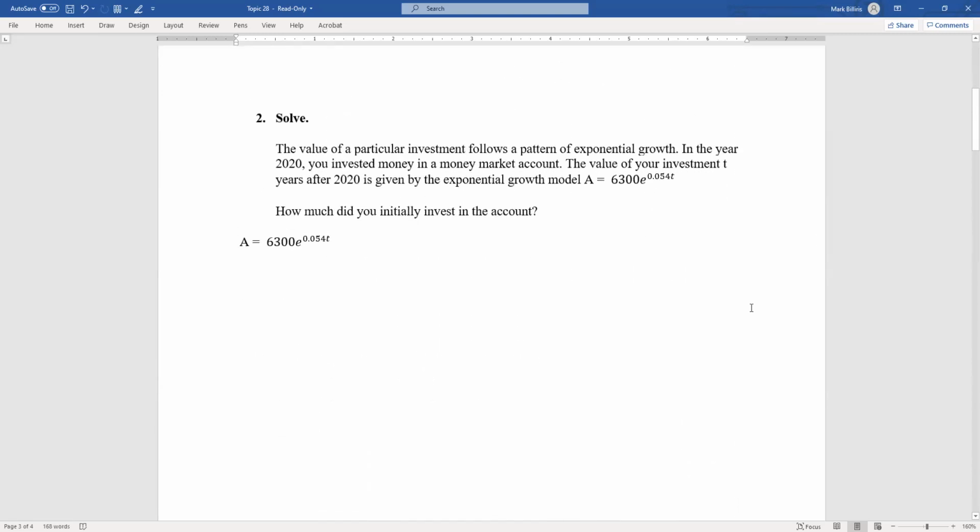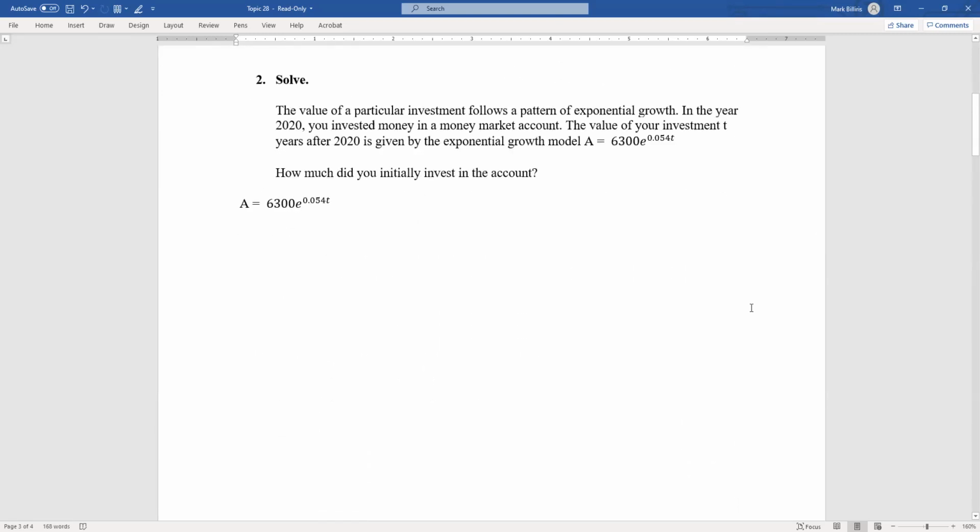So the next problem, again, we're solving. It says the value of a particular investment follows a pattern of exponential growth. In the year 2020, you invested money in a money market account. The value of your investment t years after 2020 is given by the exponential growth model A equals 6,300 times e raised to the 0.054t. How much did you initially invest?